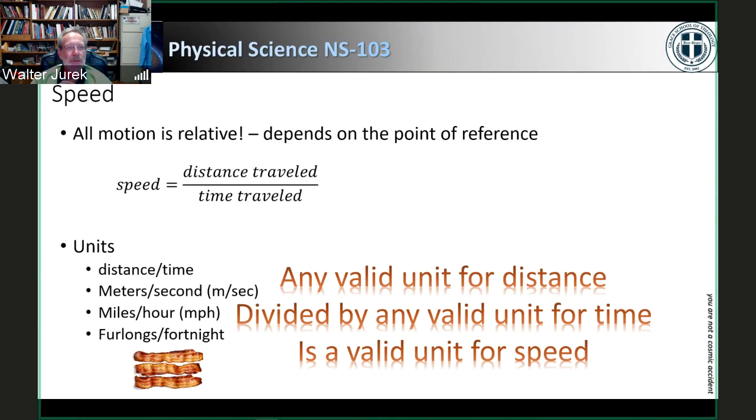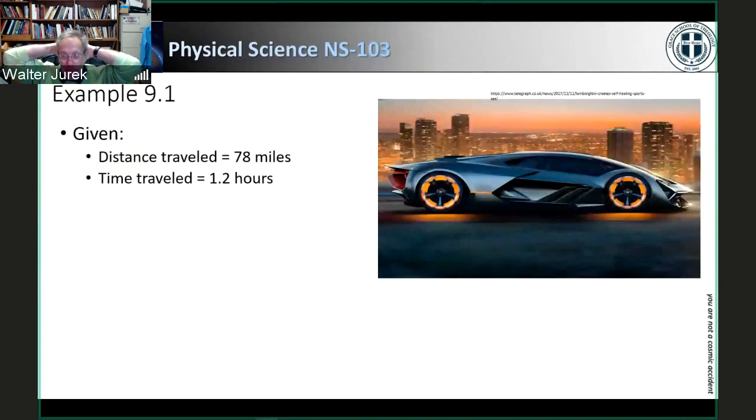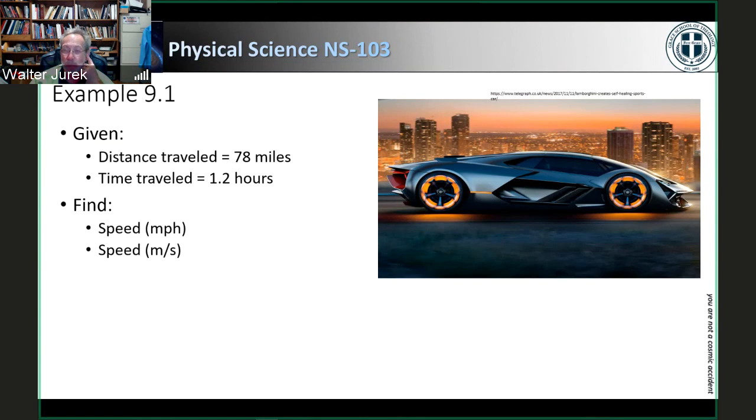All right. So, if you would, please, if you have your textbook, join me at example 9.1. Let's put some numbers together into this thing. So in that problem, we're given that this car travels 78 miles, and it took 1.2 hours to do it. The question is, what's its speed, both in miles per hour and meters per second?